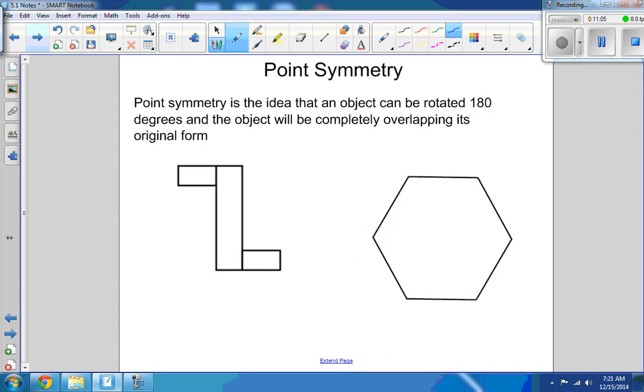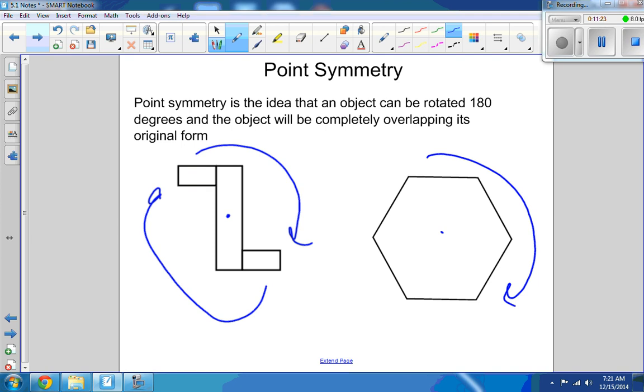Point symmetry is the idea that an object can be rotated 180 degrees, and the object will be completely overlapping its original form. So if I rotate this shape 180 degrees, the sides will overlap. Again, 180 degrees, and this will be overlapping. Not all shapes have point symmetry. Not all regular polygons have point symmetry either. Only the even-sided regular polygons have point symmetry.